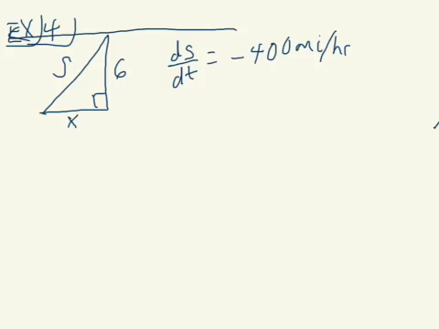Since this plane is flying along this path, flying horizontally, parallel to the ground, what they're asking for is dx over dt. The plane is not flying along the hypotenuse. It's certainly not flying vertically along that line with the 6 mile label. It's flying parallel to the ground. So dx over dt is appropriate to use there.